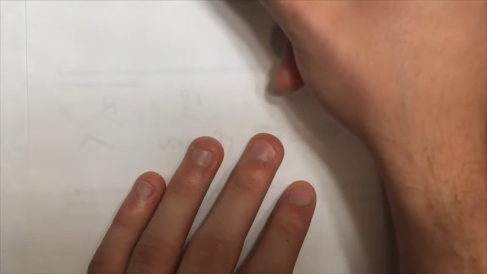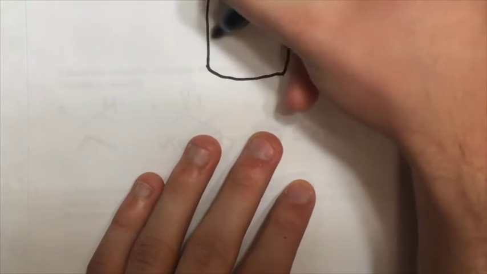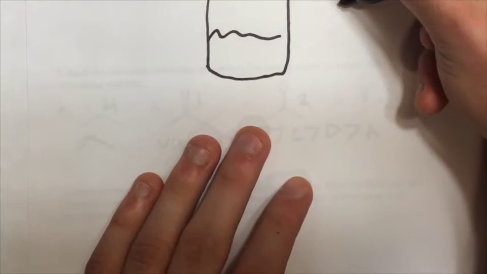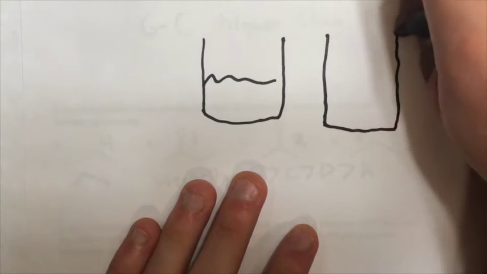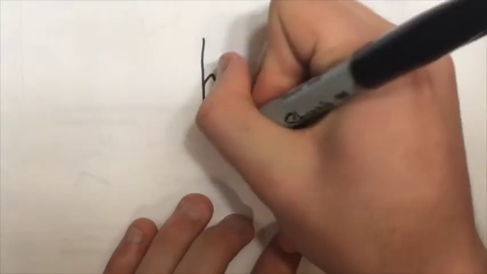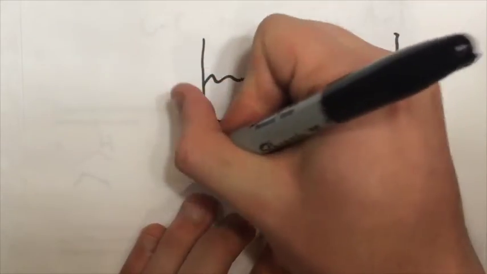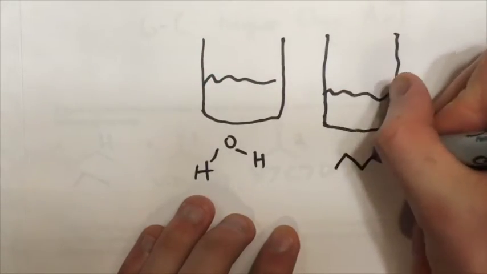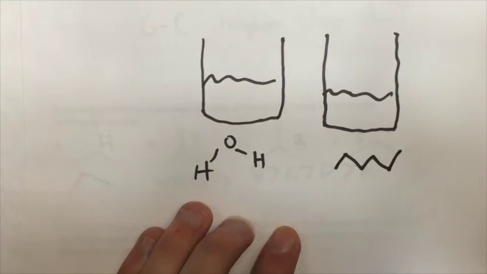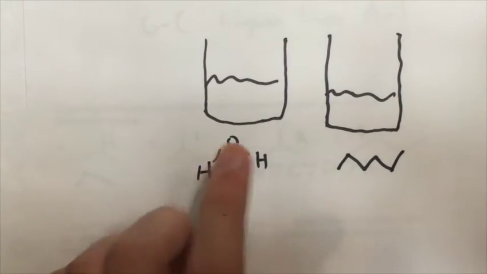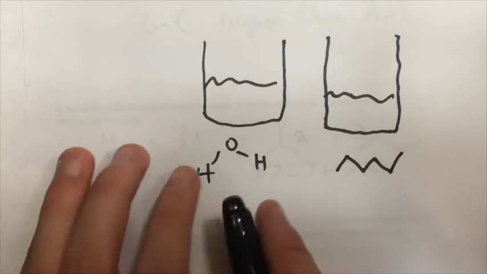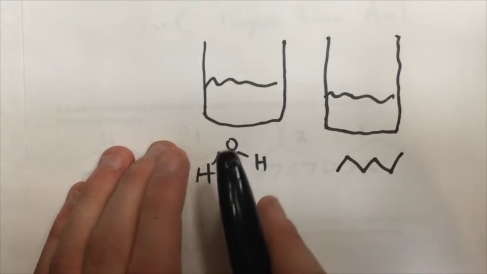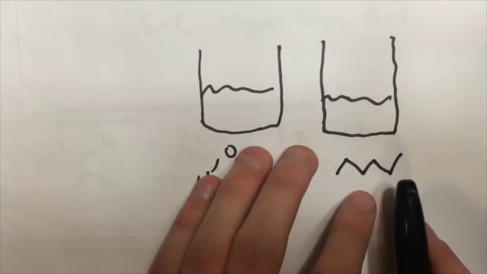Why is it opposite? So let's just imagine that we had a beaker of water here and another beaker of hexane. Okay, so the structure of water and the structure of hexane. As we know, water will form hydrogen bonds. Hexane will only have dispersion interaction. So we can confidently say that water will have higher intermolecular forces than hexane will.